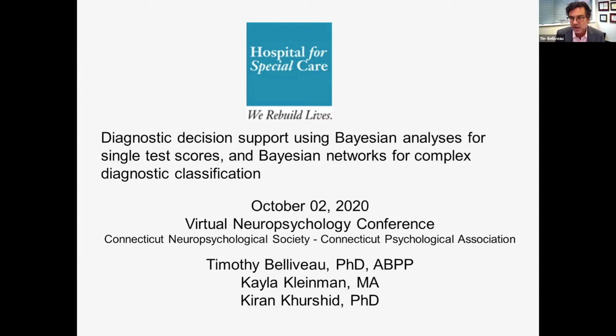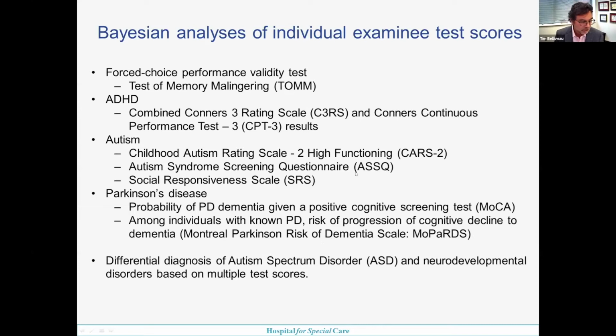If there are things about our approach where you find there may be some flaw in our assumptions or our reasoning, we welcome any input since some of this is a work in progress. So what we'll be going through are a series of examples to try to demonstrate how we can use Bayesian analyses to try to obtain the most information possible out of test scores that we derive from an individual examinee.